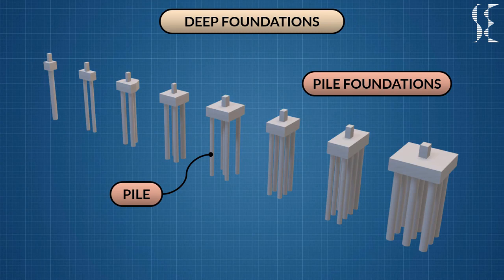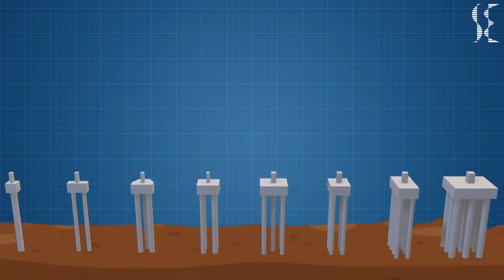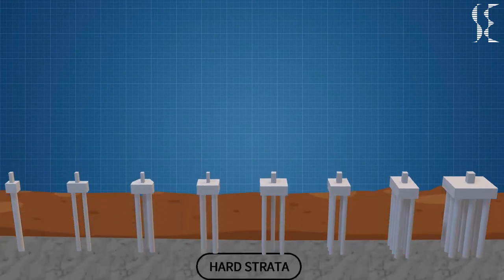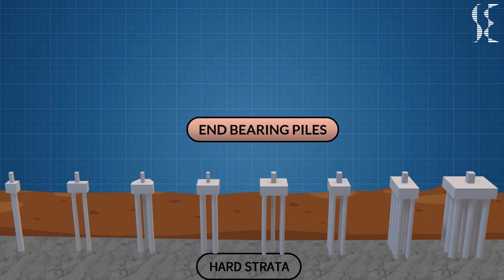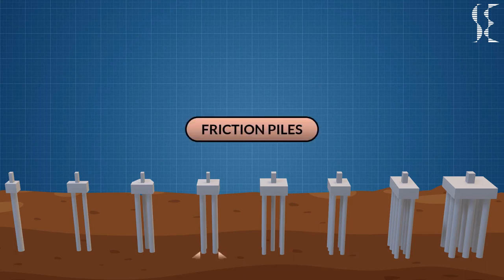They are normally provided in a group with a pile cap at the top through which the loads of the superstructure are transferred to the piles. These piles transfer load to the hard strata deep below the surface. This type of pile is called an end-bearing pile. If the hard strata is not available, the piles transfer load via a skin friction mechanism in which friction is developed between soil and pile surface.